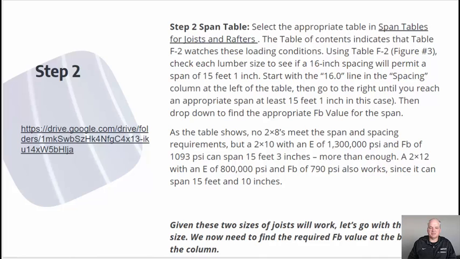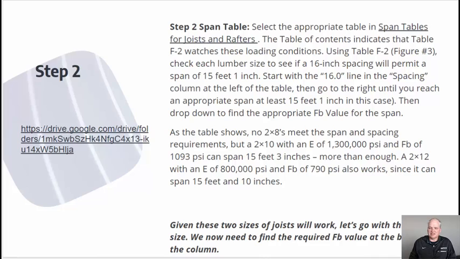The following step talks about the span table itself. Here we're going to select the appropriate table and span tables for joists and rafters. And I'll show you what that looks like in the next slide. The table of contents indicates that table F2 covers these loading conditions. Using table F2, check each lumber size to see if a 16-inch spacing will permit a span of 15 feet 1 inch. We'll start with the 16.0 line in the spacing column at the left of the table, and then we'll take that over to the right until we reach an appropriate span of at least 15 feet 1, which is the distance for our particular example. Then we'll drop down to find the appropriate FB value for the span.